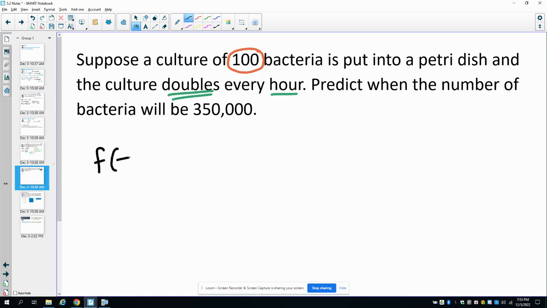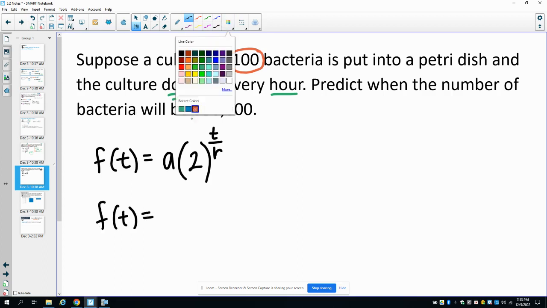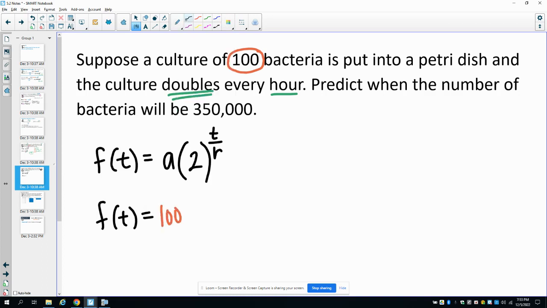So remember, this will be f of t equals our initial amount. Now it's doubling, so our growth factor is going to be 2. And then to the time divided by the doubling rate. In this case, our initial value is 100. Then we have 2 to the t divided by, and this is every 1 hour, so now you just have divided by 1. And we want to find out when this is going to be 350,000.